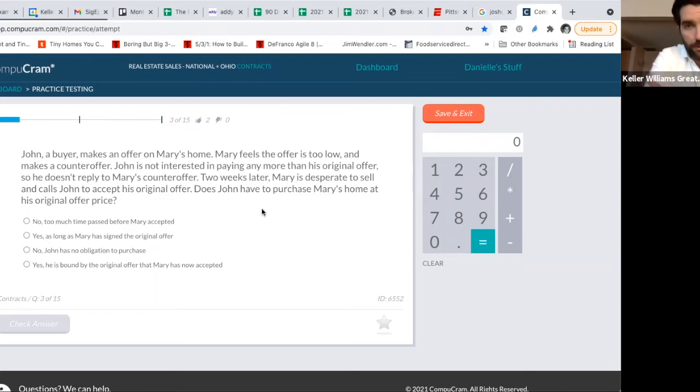All right, question number 3. John, a buyer, makes an offer on Mary's home. Mary feels the offer is too low and makes a counteroffer. John is not interested in paying any more than his original offer, so he doesn't reply to Mary's counteroffer. 2 weeks later, Mary's desperate to sell and calls John to accept his original offer. Does John have to purchase the home at his original price? A, no, too much time has passed, but Mary has accepted. B, yes, as long as Mary has signed the original offer. C, no, John has no obligation to purchase. Or D, yes, he is bound by the original offer that Mary now accepted.